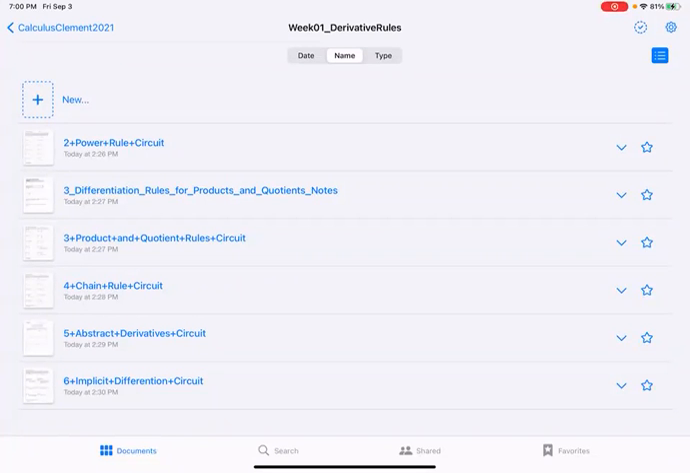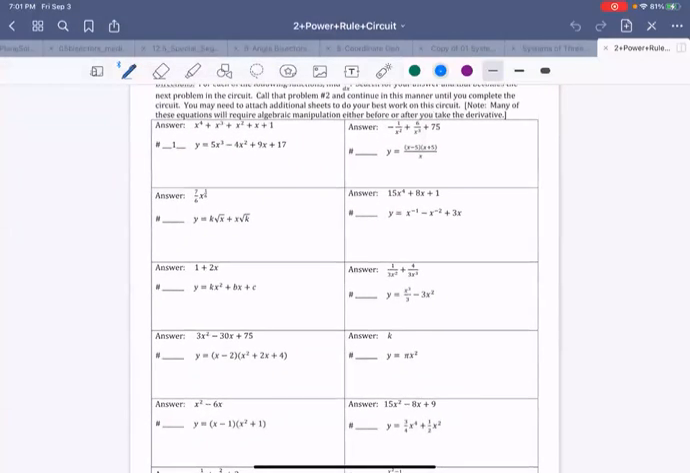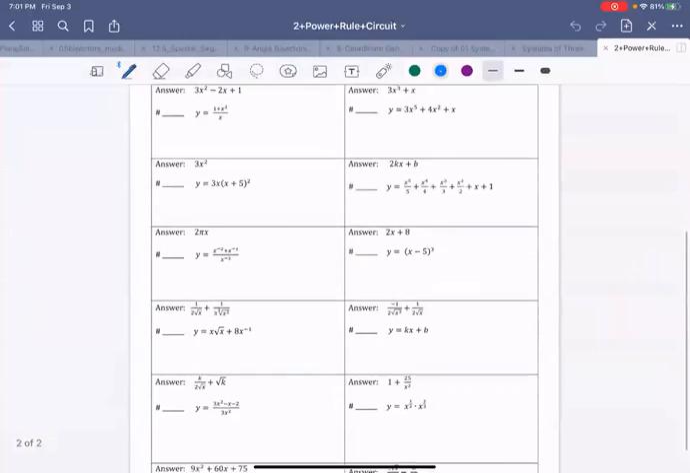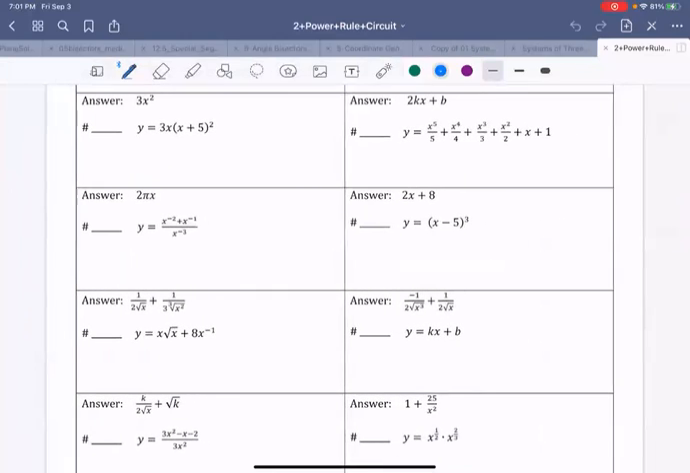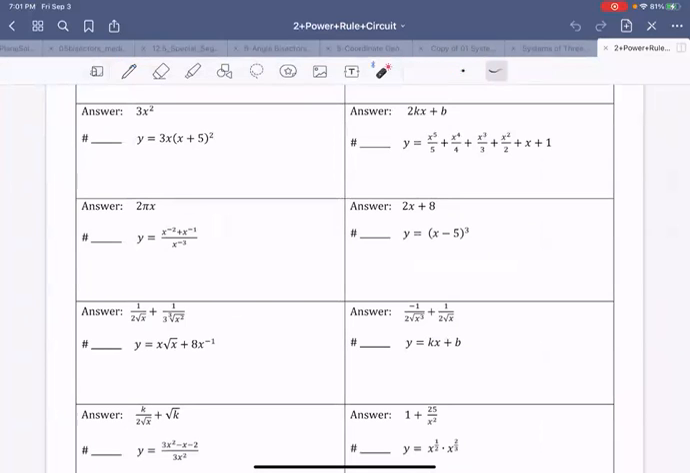Let's start. We quickly go through those questions that you might have trouble with, okay? Let's do this one. We do the power rule. Look at this. Olivia, let's try this one. How do we do the power rule?